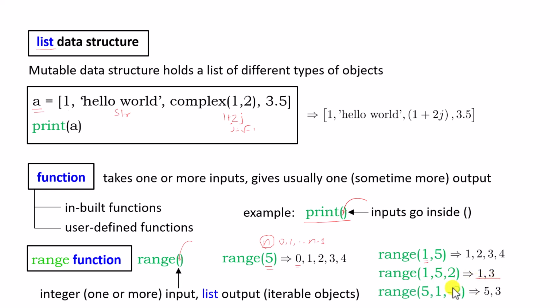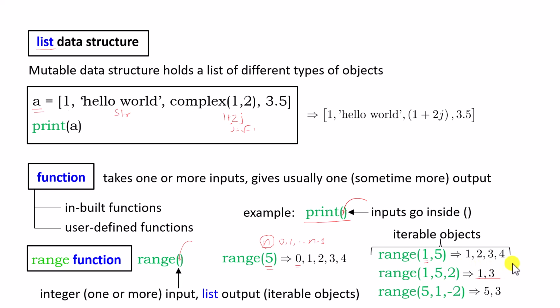The list can also go in other direction. For example, I can write 5, 1, minus 2. So then the list will start from 5 and it will go up to 1, but not including 1. So 5 minus 2 is 3. So it will start from 5, next element is 3, next 3 minus 2 is 1, but this list cannot include 1. So the list will have only 2 elements, 5 and 3.